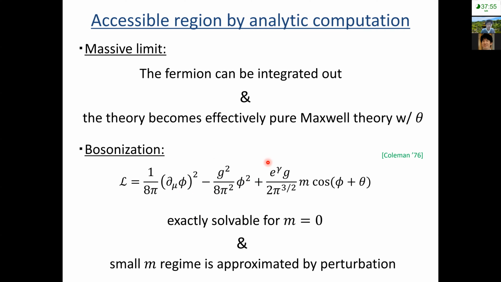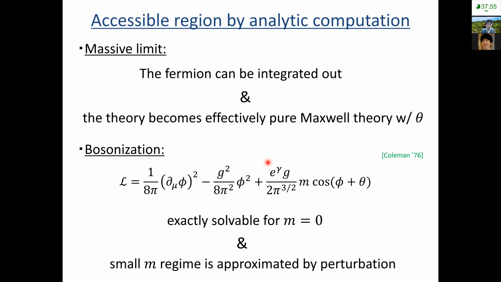We are in the space of fermion mass and the theta angle. First, at the origin, we can solve the theory exactly. For large mass, the theory can be approximated by pure Maxwell theory. And when theta is small, we can access it by standard Monte Carlo simulation. But this region cannot be accessed by either analytic computation or standard Monte Carlo simulation. So we can make predictions here.